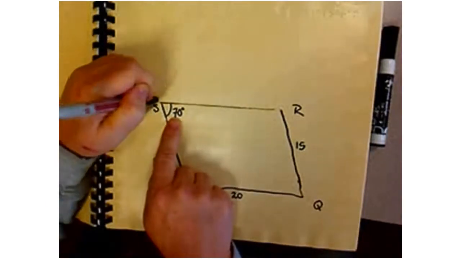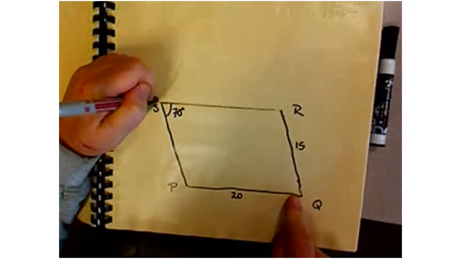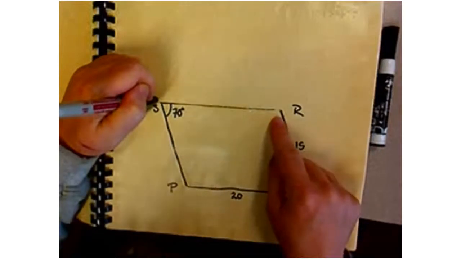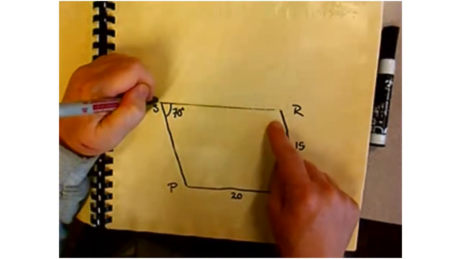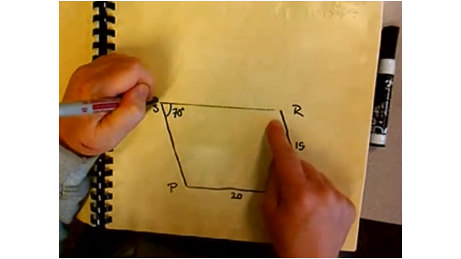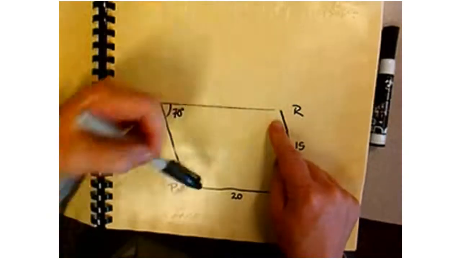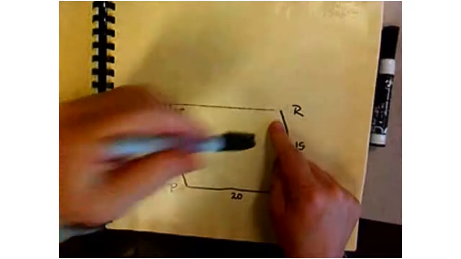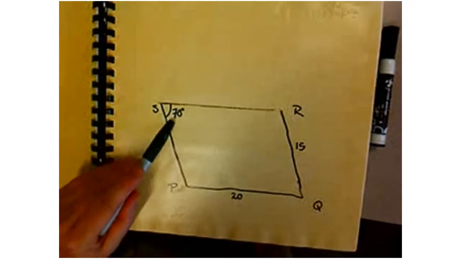So what do you know about what Q is if you know S is 70? You should know that Q is 70 because opposite angles of a parallelogram are going to be congruent. What do you know about R? Well, R is 110 because you know that consecutive angles are supplementary. So S plus R has to equal 180. So R has to be 110. And if you know that R is 110, what is P? Better be 110 because it's opposite to R and those are congruent. So now we just figured out all the angles: 70, 70, 110, and 110.